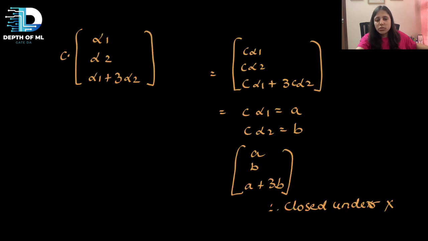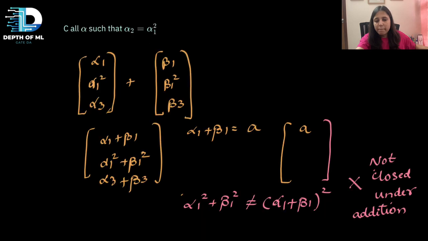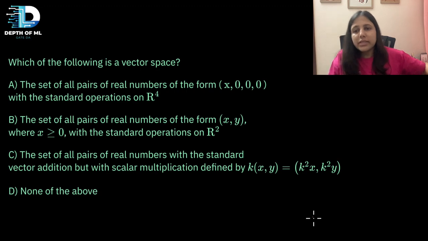So hence this is also not a valid subspace. So the only answer to this question is B. So B is the only subspace which is valid. The other sets are not valid subspaces. Now let's see this particular question.